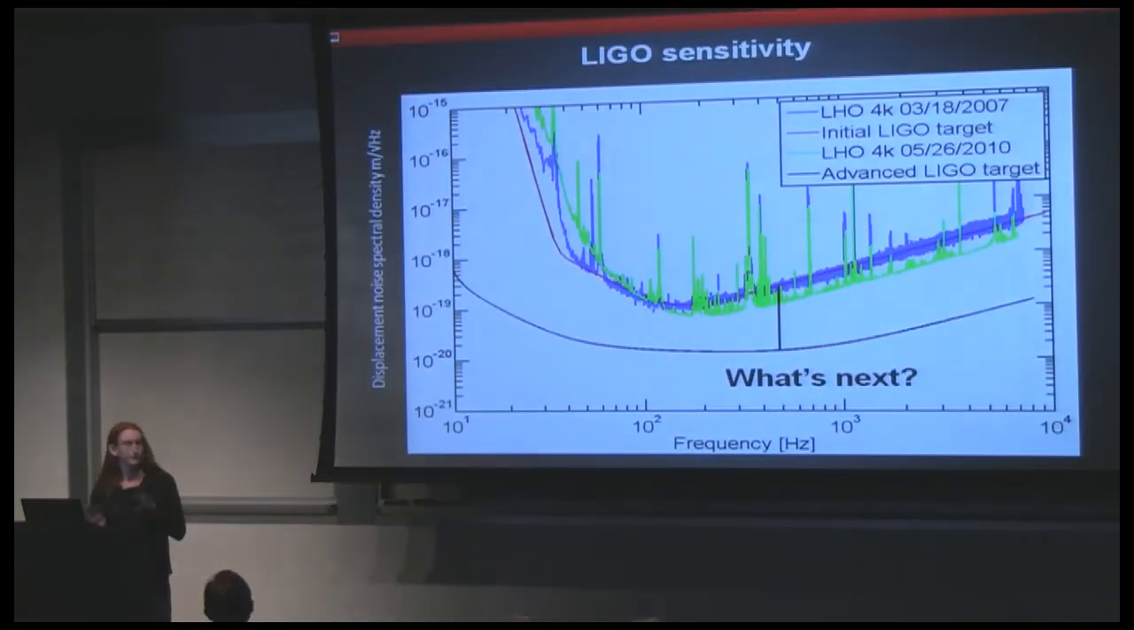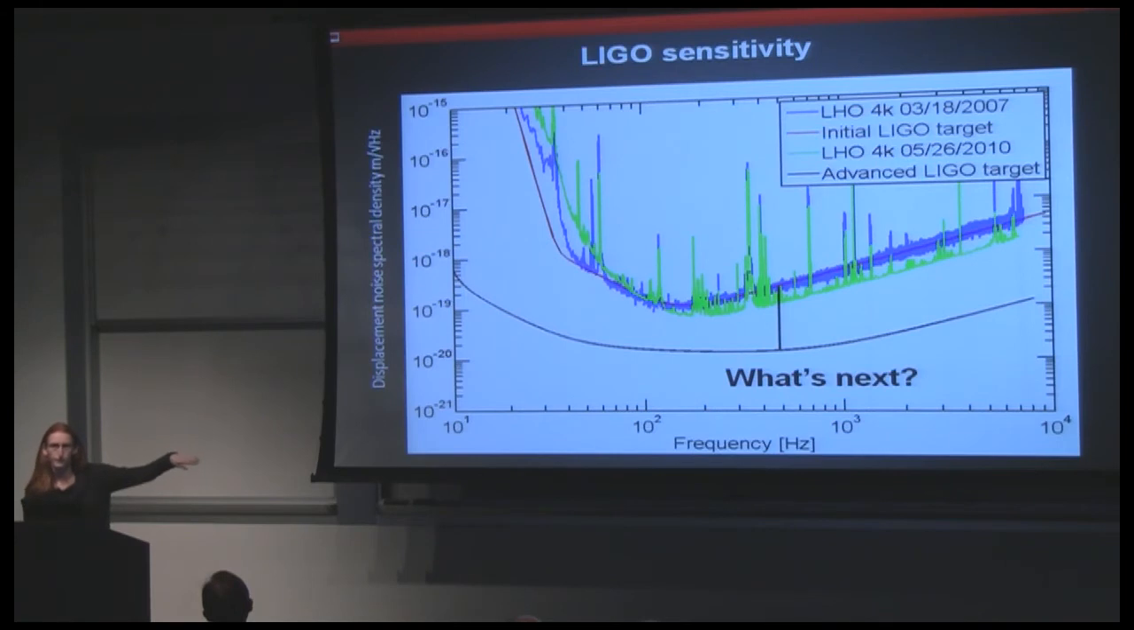All right, so just to set the stage a little bit, this is a plot of the LIGO sensitivity. We have the frequency of a gravitational wave that you're trying to detect on the horizontal axis, and then the displacement noise. The blue curve is initial LIGO. At high frequencies, that's quantum noise that's limiting it, the shot noise. Then there's thermal noise and seismic noise at lower frequencies.